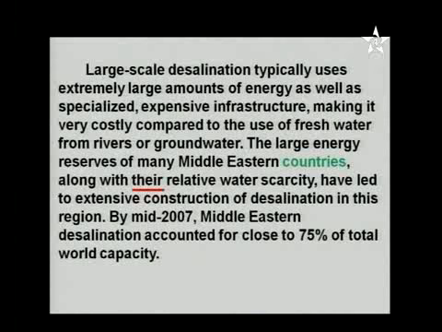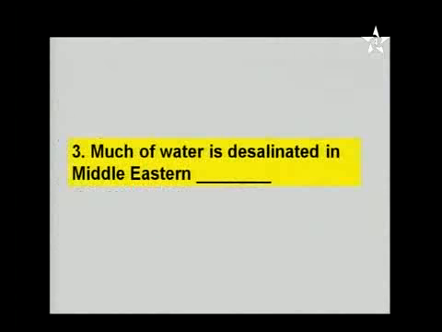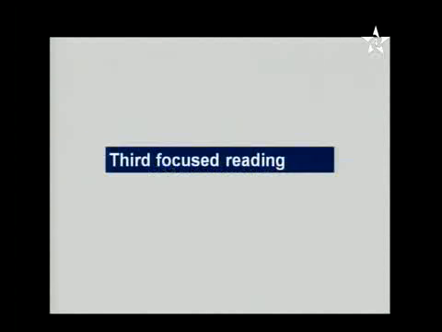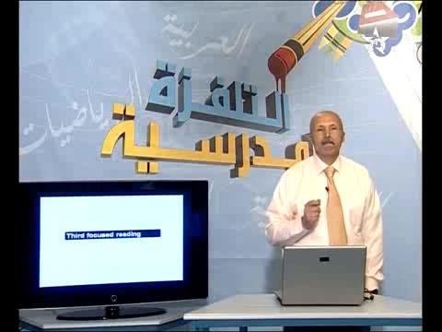The large energy reserves of many Middle Eastern countries, along with their relative water scarcity, have led to the extensive construction of desalination plants in this region. So we need the word countries, of course. So the sentence reads, much of the water is desalinated in Middle Eastern countries. All right? Now we are finished with the second task, the second focused reading. Please, let's go to the third focused reading.